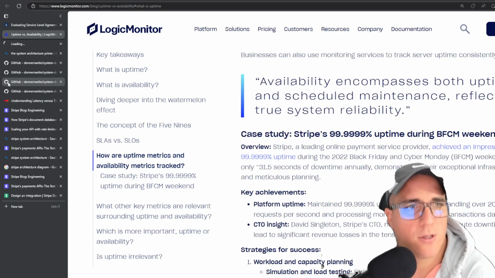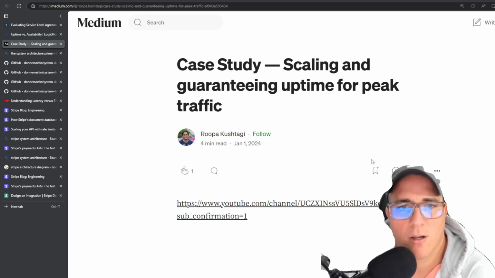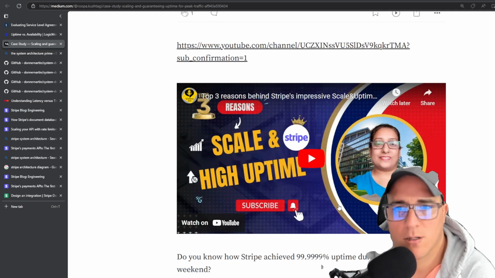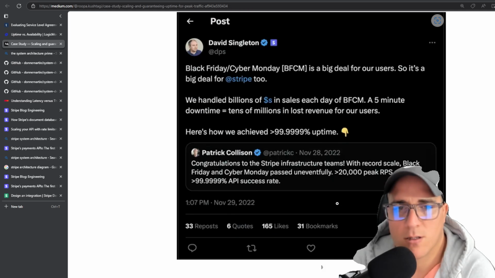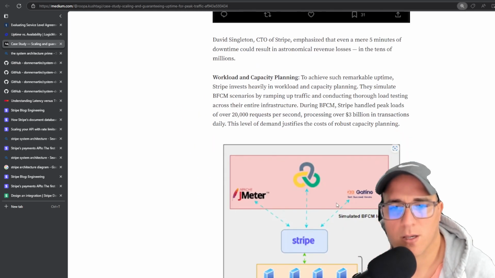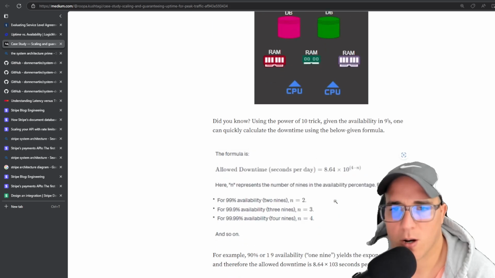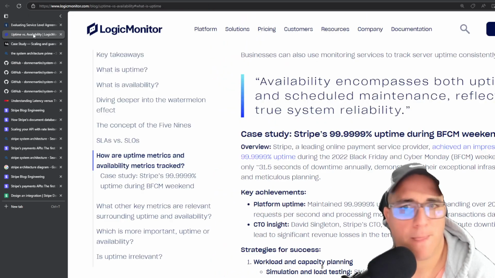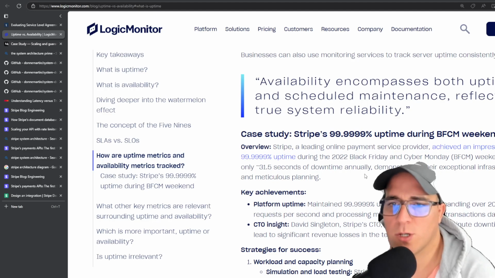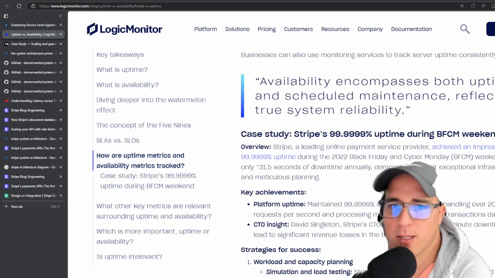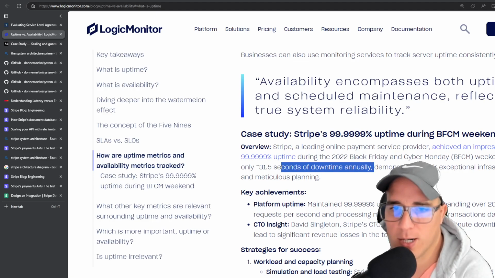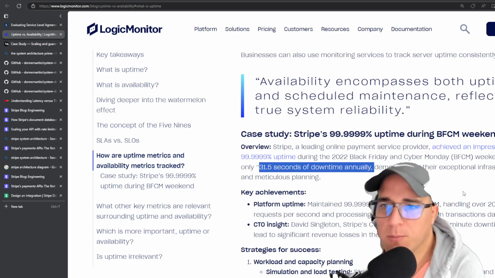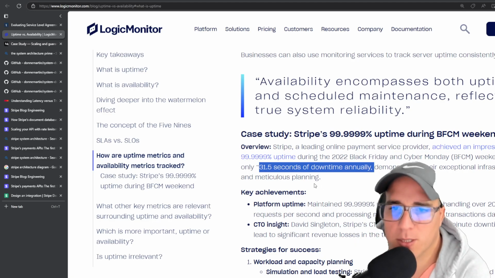Okay, I think we saw here how they reached this, during the 2022 Black Friday and Cyber Monday weekend. This is only 31.5 seconds of downtime annually, which is insane, demonstrating the exceptional infrastructure and meticulous planning.